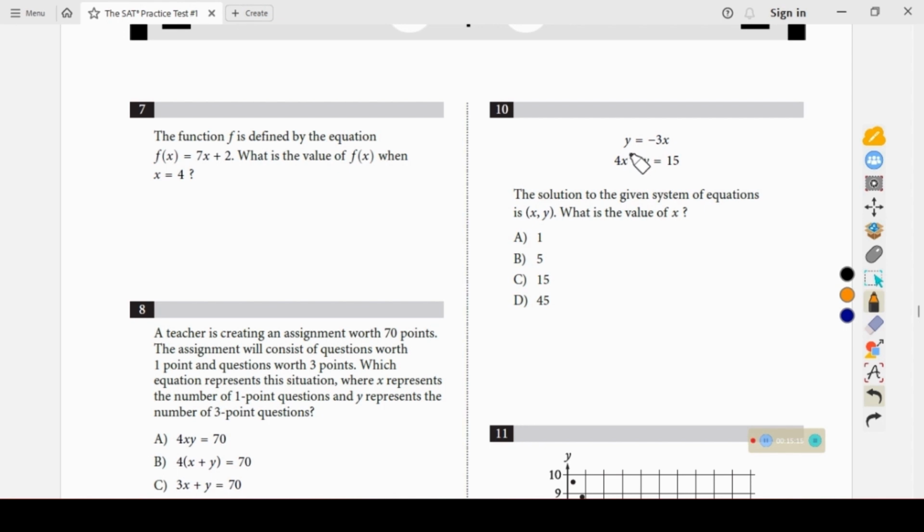Just substitute the value of y from equation 1 in equation 2. This is equation number 2 and this is equation number 1. So equation 2 becomes 4x plus negative 3x equals 15. It becomes 4x minus 3x equals 15. The answer is x equals 15. 4x minus 3x, so the answer is 15.